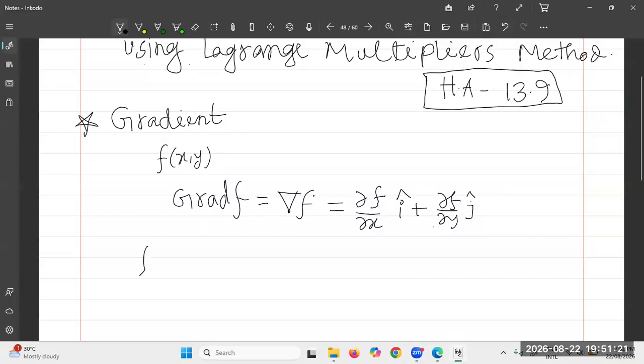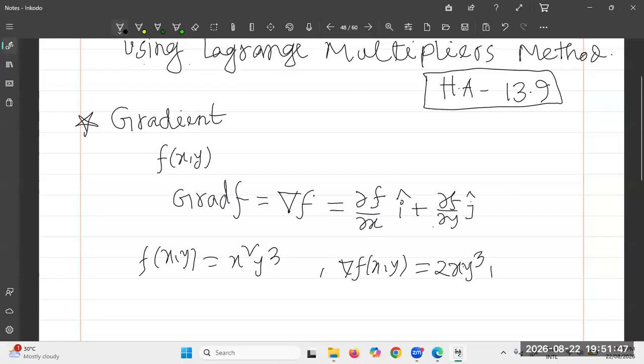Okay, so for example, we have a function in two variables, f(x, y) equals x square y cube. So the gradient of this function at any point (x, y) is equal to, we just need to differentiate this function with respect to x, which gives twice x times y cube i, plus differentiating with respect to y gives 3x square y square j cap.